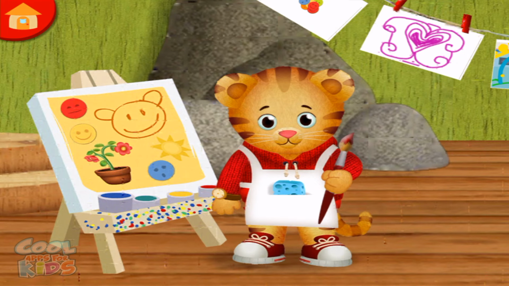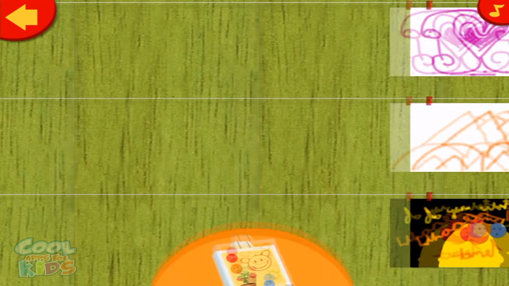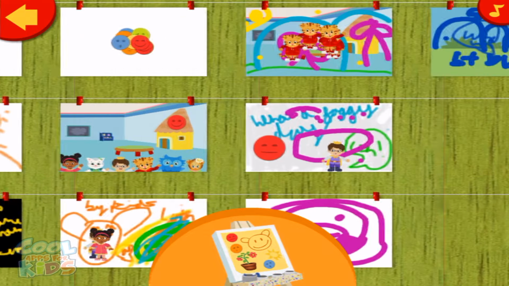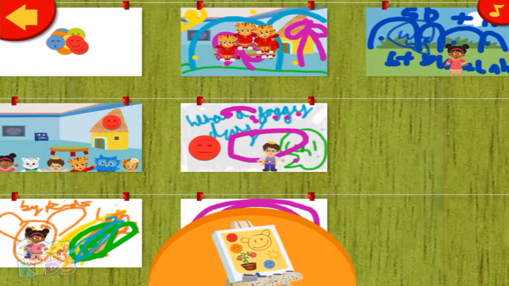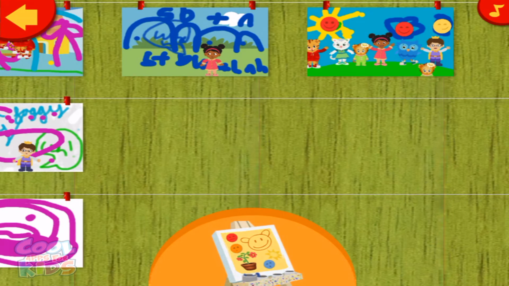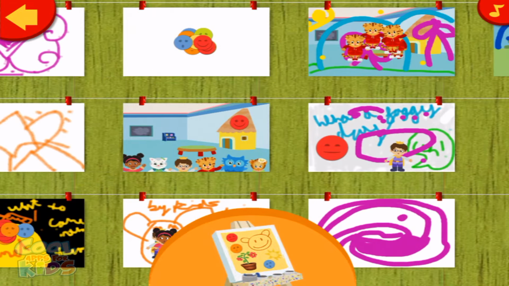Let's see the pictures that I made first, then we can draw. So these are the pictures that I made. That heart one, the feeling stickers one, that Daniel Tiger one, that sun one, that mountain one, that playgroup one, that foggy day one.